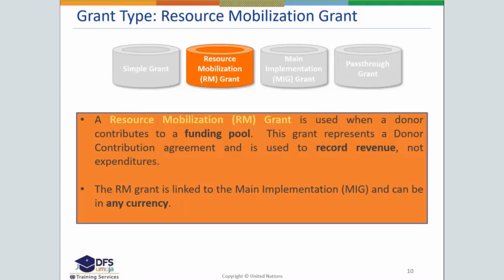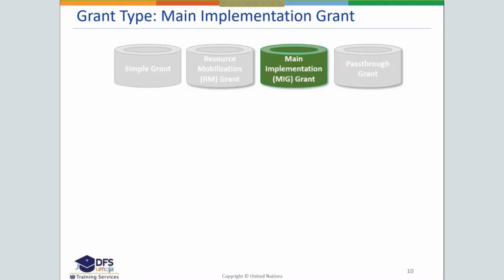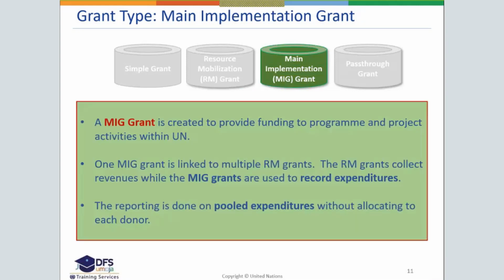Okay, so let's go now. I almost mentioned what a main implementation grant is. This is the grant, again, created to provide funding to a program or project for a pooled group of donors. This MIG grant is linked to multiple RM grants and will record the expenditures. Remember, the RM grant will record the revenue, and the MIG grant will record the expenditures.